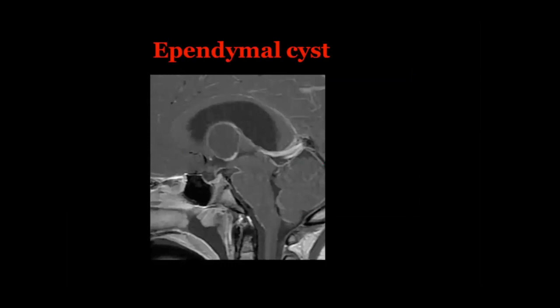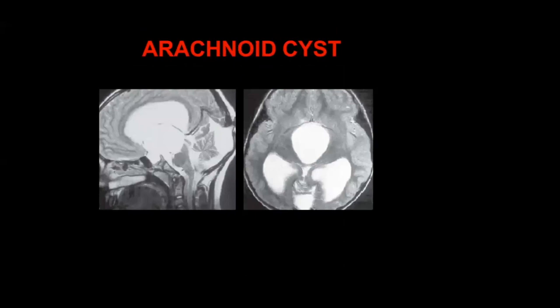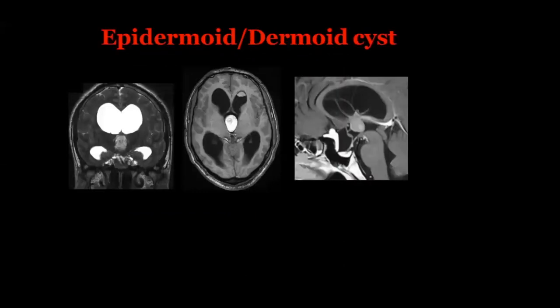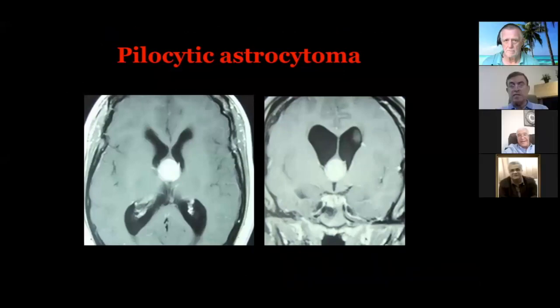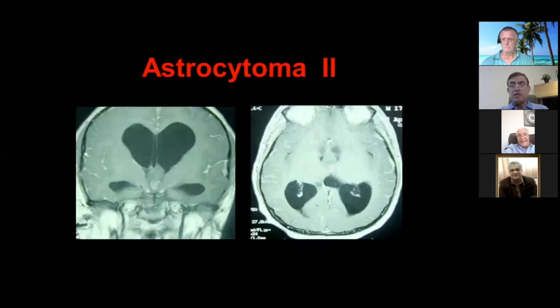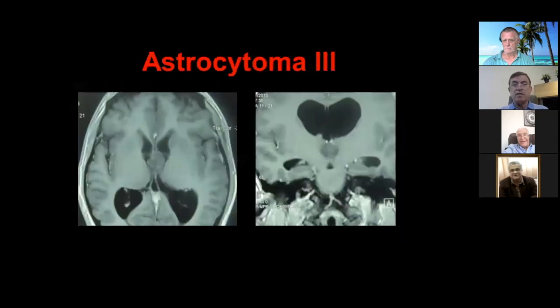Ependymal cyst, it's very much like a colloid cyst. Colloid cyst, can anybody think of this as colloid? Think also of choroid, arachnoid cyst, epidermoid, dermoid cyst. Pilocytic astrocytoma, one of my cases, within the leaflet of the septum pellucidum. Astrocytoma grade 2 in the leaflets of the septum pellucidum, one of my patients. Ependymoma grade 4. But review these and you'll see that they look the same as colloid cysts.